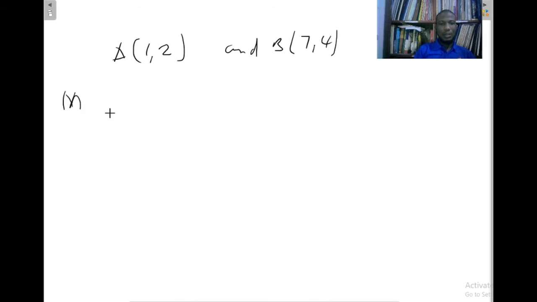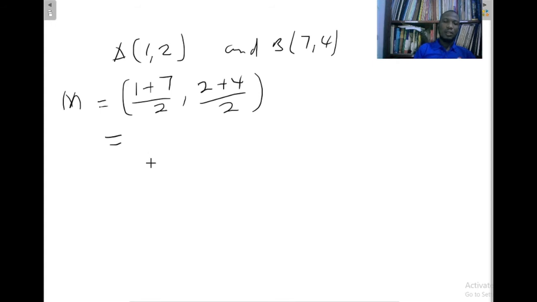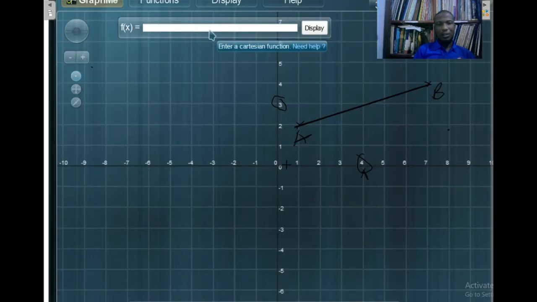which we said M is 1 plus 7 all divided by 2. Then the y coordinate is 2 plus 4 all divided by 2, which when we work it further, we are going to have 8 divided by 2 to be 4, and then 6 divided by 2 to be 3. So these are the coordinates of the midpoint, which we have here. The x component is 4 and the y component is 3.